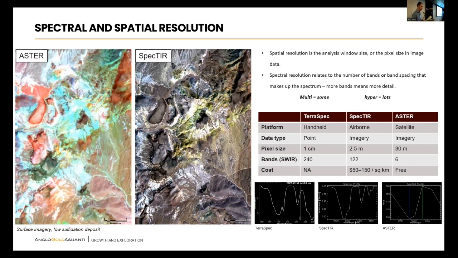I remember when I came from a background interpreting terrestrial data, and when I was first shown ASTER, I had no idea what to do with it. I didn't think you'd get any information out of that very coarse data. The SpecTIR is a particularly powerful dataset for mapping at this scale. When we consider that the spectral resolution is similar to Terraspec, and that this particular image is made up of 6 million pixels, it's like having 6 million evenly spaced Terraspec readings across the project.